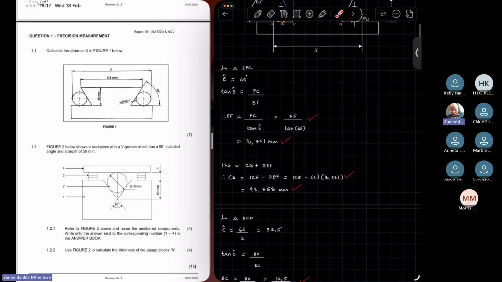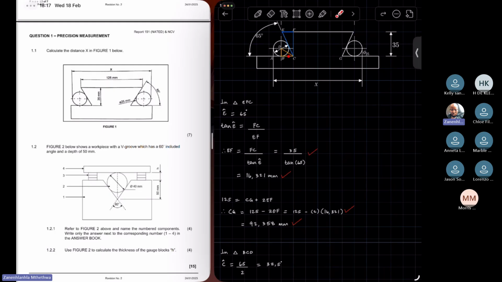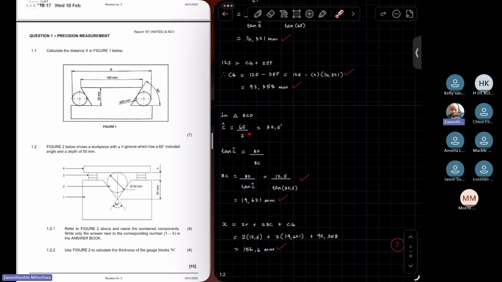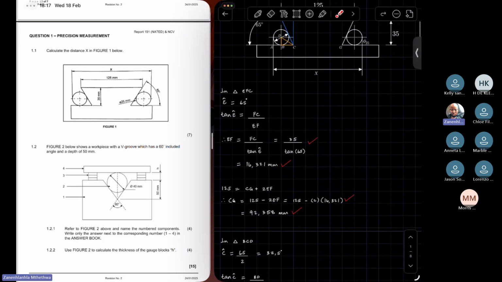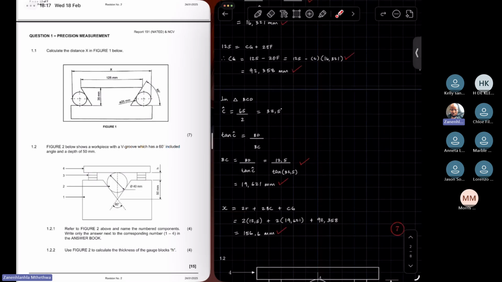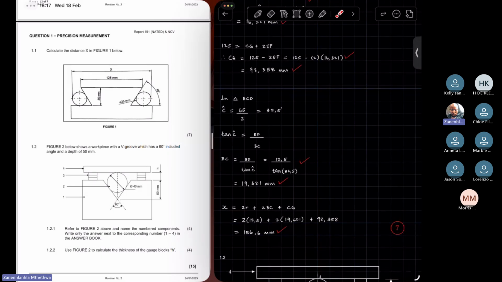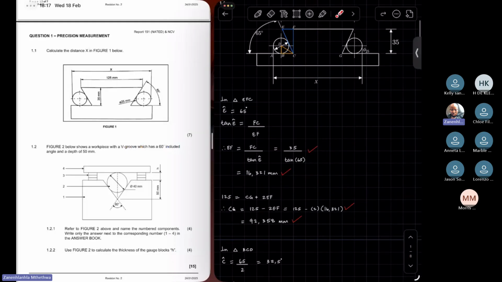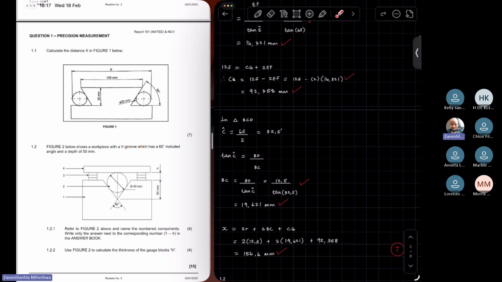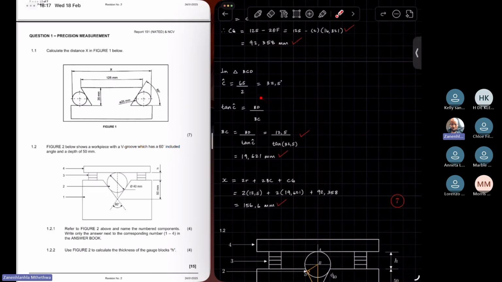All right, so in triangle BCD, we've already established that angle C will be half of 65. Half of 65 is 32.5 degrees. And then, to calculate side BC with the angle C: the side we have is opposite the angle. The side we're looking for, BC, is adjacent to the angle. Hence, again, we use tan. So tan C is equal to the opposite side, which is BD, the radius, divided by the adjacent side, which is BC. That is where this comes from.